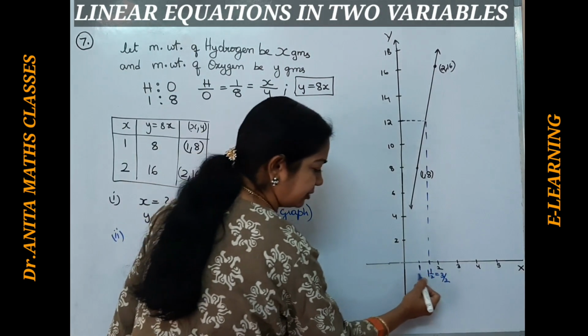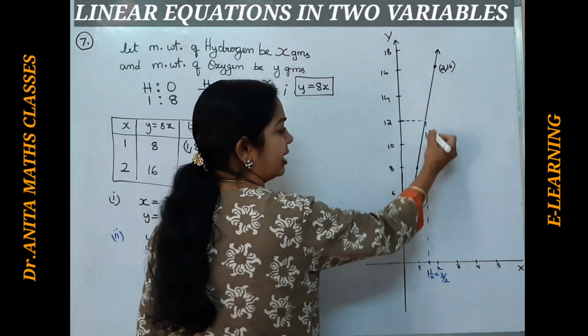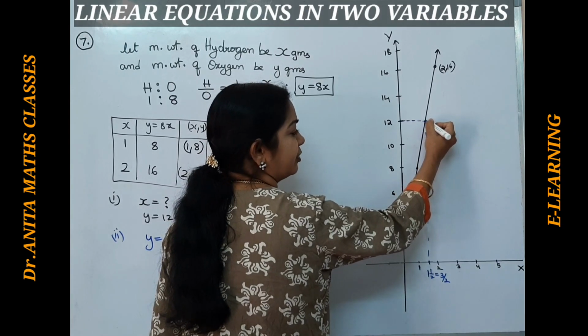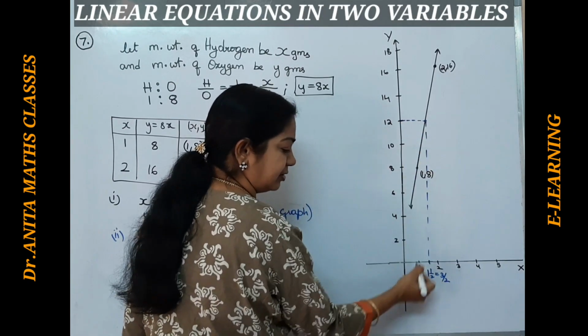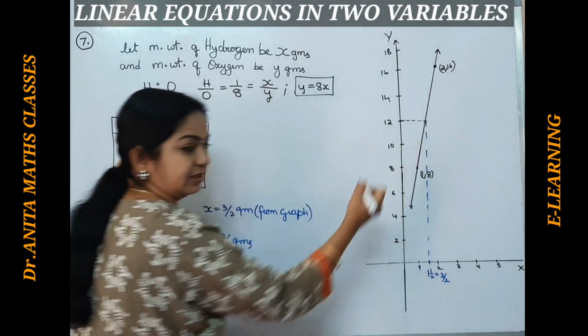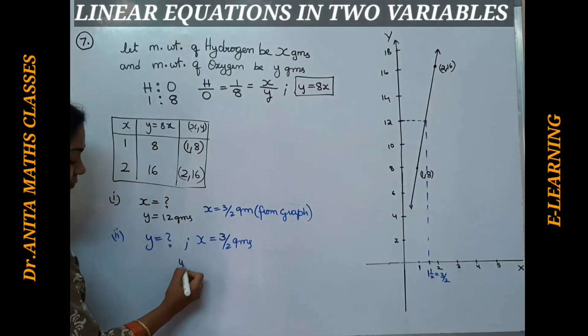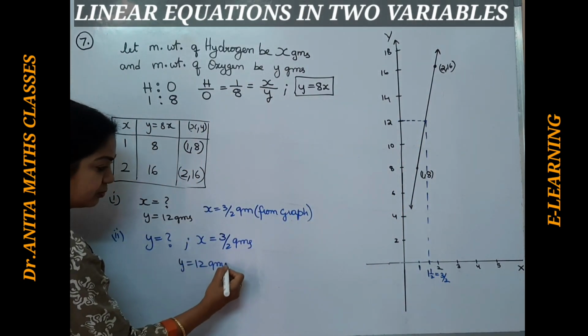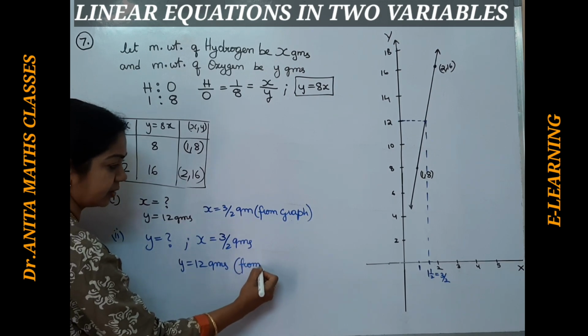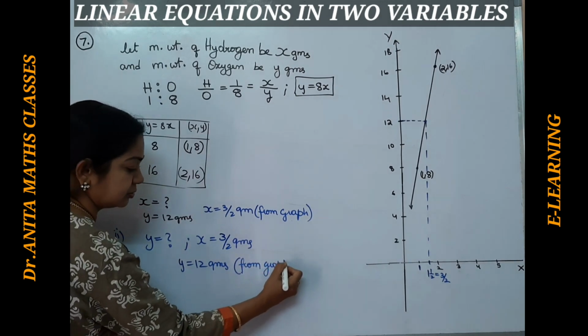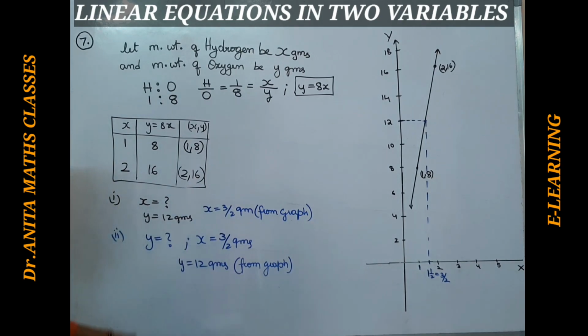So X is 3/2, this point. From this point if you draw a line, it touches the graph at some point. From there if you draw a line parallel to the x-axis, that will touch at 12. So Y is 12 from the graph. So both are the same. We can find this easily from the graph.